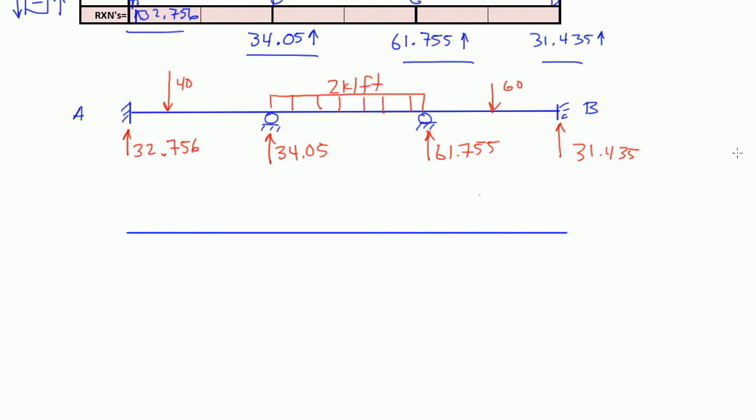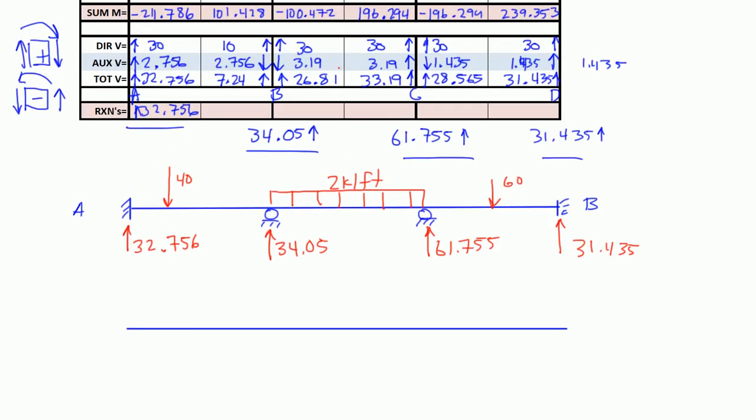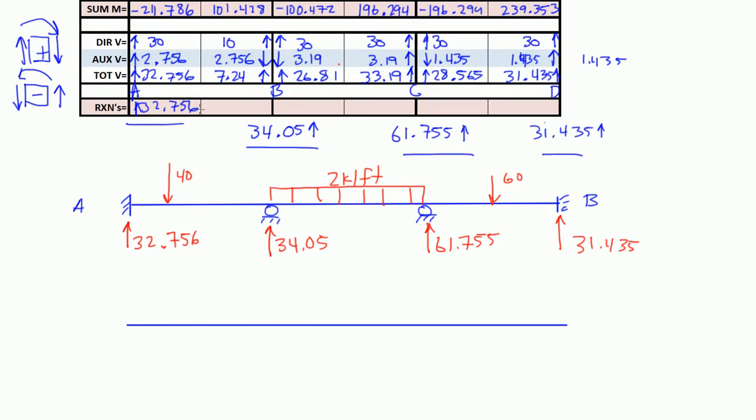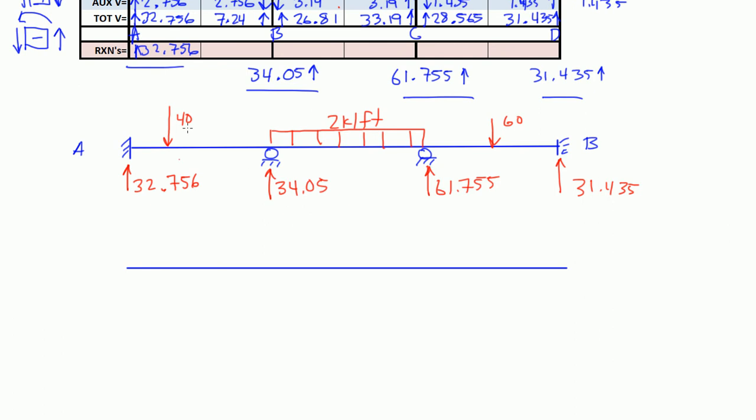Alright, welcome back. In the last video we figured out our reactions, our total shears and reactions for this structure using the moment distribution method. Here I just redrew the beam with the 40 and the 2 kip per foot and the 60 that were given, and we figured out what the reactions at A, B, C, and D were. So we're going to draw the shear moment diagram for this structure.